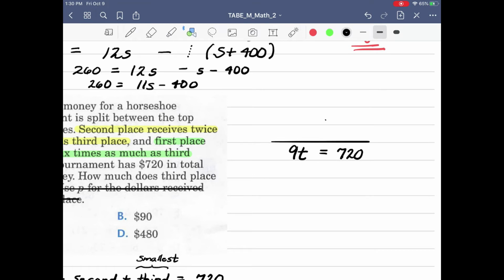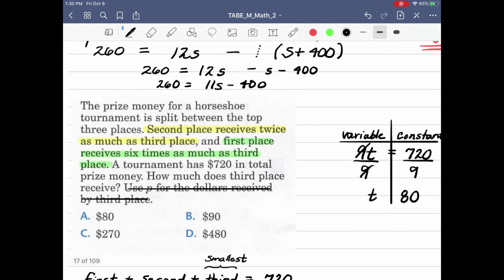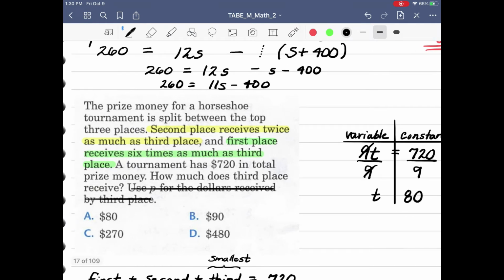And let's put this together into a problem. Here is the variable. Here is the constant. And here is the solution. 9 goes into 72 8 times and we bring down a 0. So the third place winner gets $80. And that is option A.